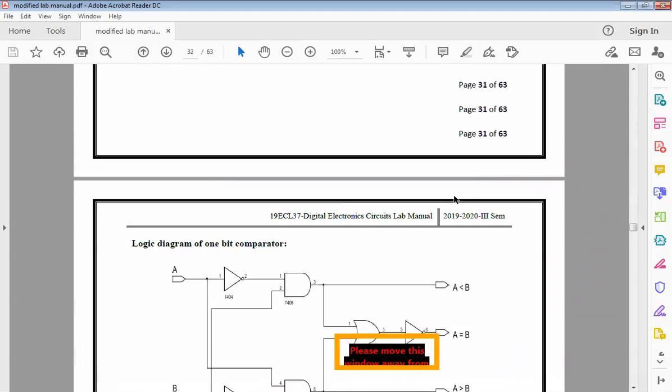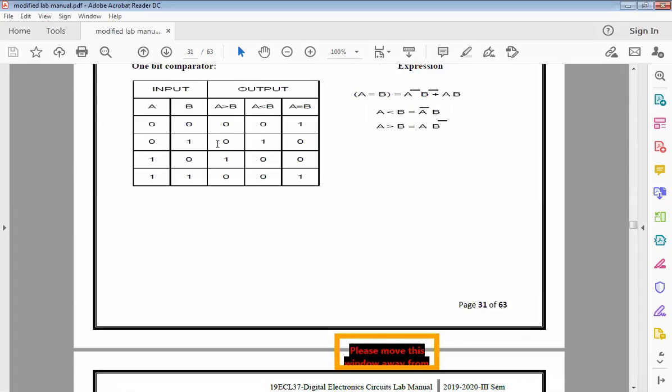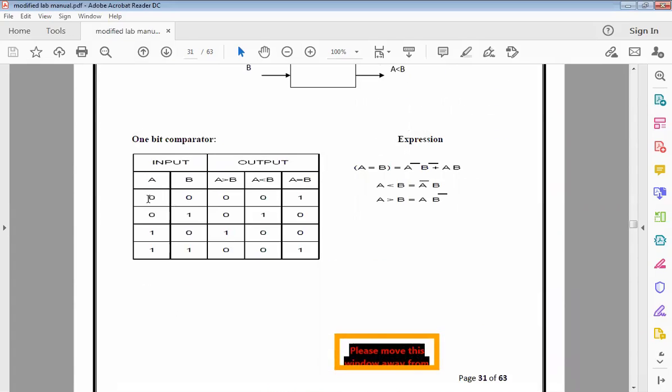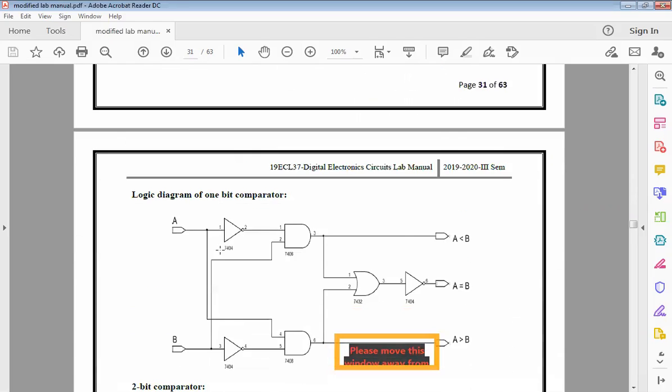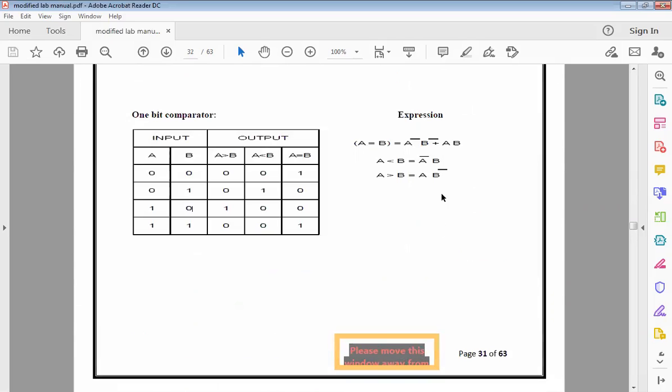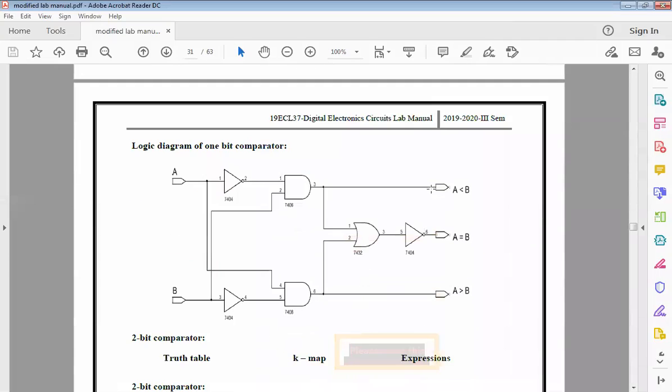Now this was for just one bit comparison, wherein I have just A is equal to 0 and B is equal to 0. Now if I increase the number of bits, of course your expressions are also going to change. Not only that, even your circuitry is going to get much more complex. One more thing that you can see here is the numbers given. These numbers are nothing but your corresponding pin numbers.